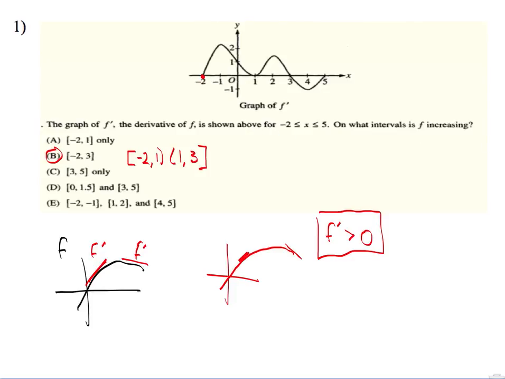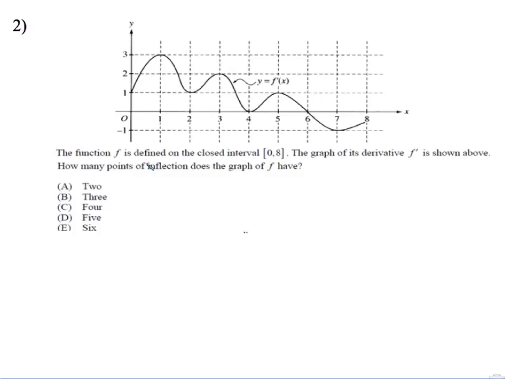Moving forward to number 2. All right, the function f is defined on the closed interval 0 to 8. The graph of the derivative is shown. Remember, this is the graph of the derivative, f prime. How many points of inflection? Okay, inflection point. What is the definition? Wait, so this is the graph of f prime. This is the graph of f prime, yeah.